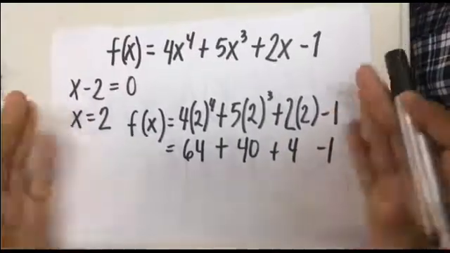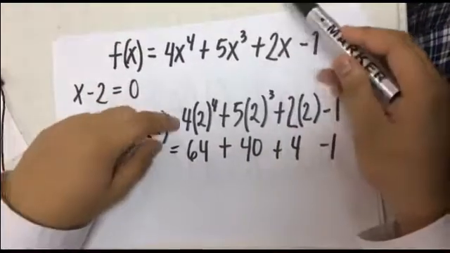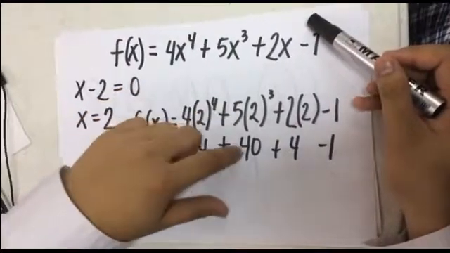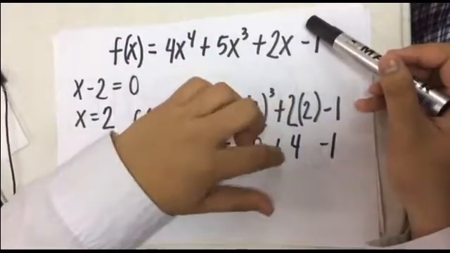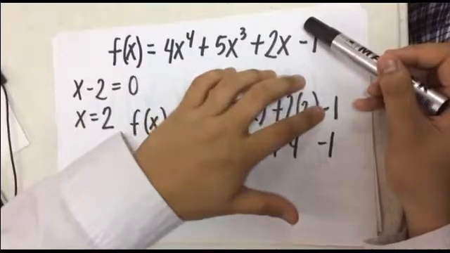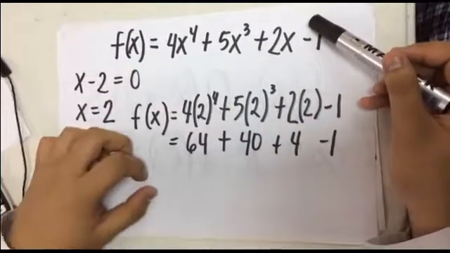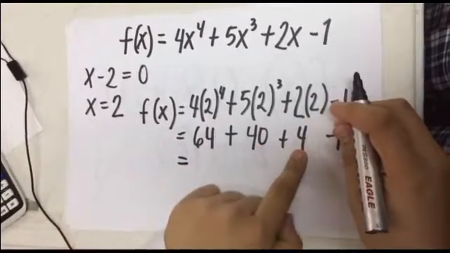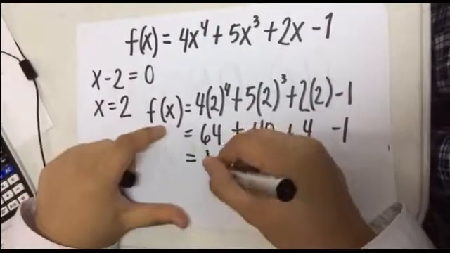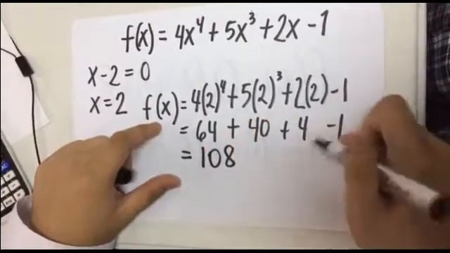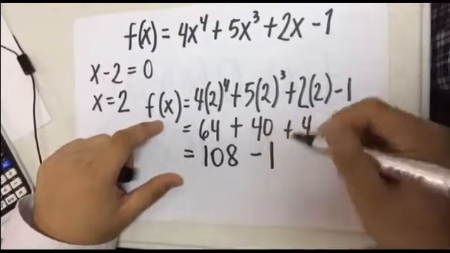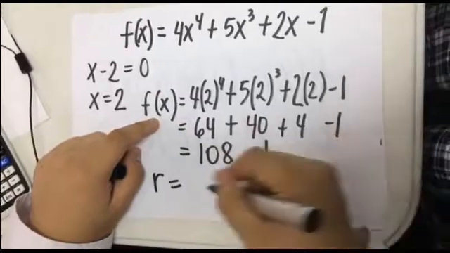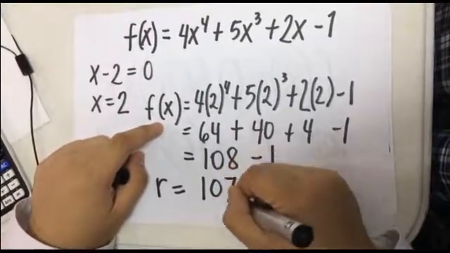Now, let's substitute 2 for x in the given coefficients. 4 times 2 raised to 4 is equal to 64. 5 times 2 raised to 3 is equal to 40. 2 times 2 is equal to 4. And copy negative 1. Now let's add 64, 40, and 4. All that is equal to 108. Now, let's subtract 1. So the final answer is 107. That is the remainder of the given equation. Huzzah!